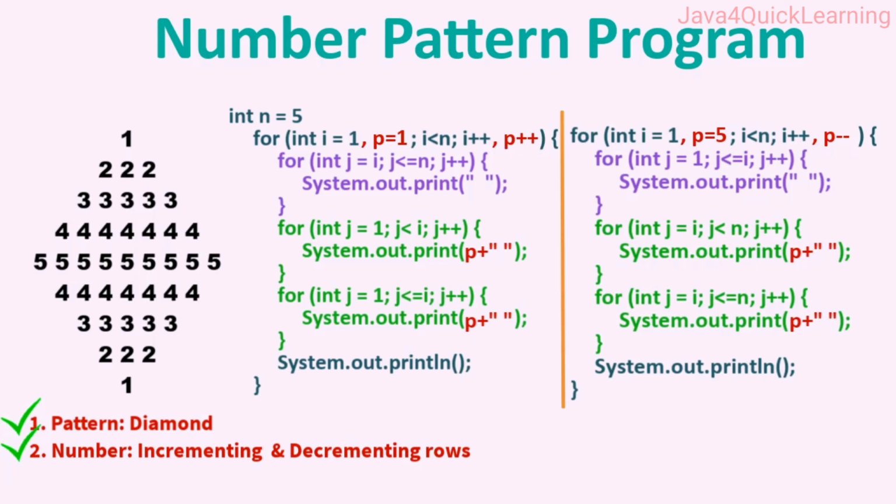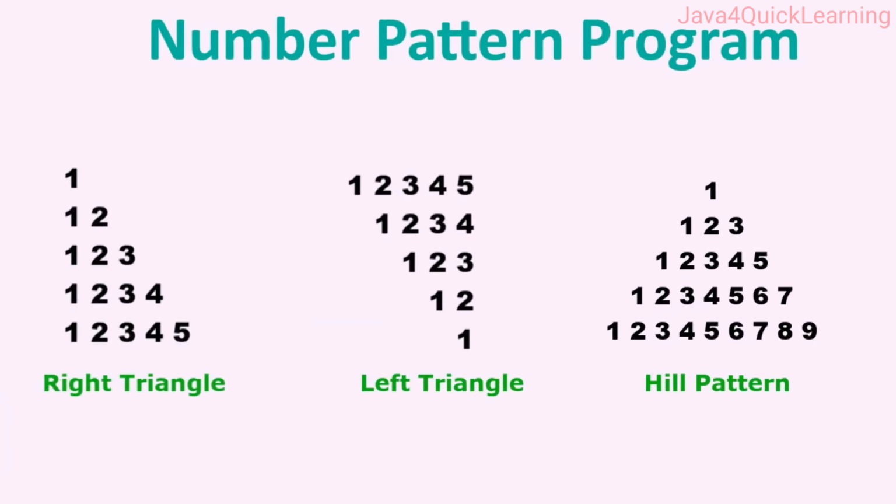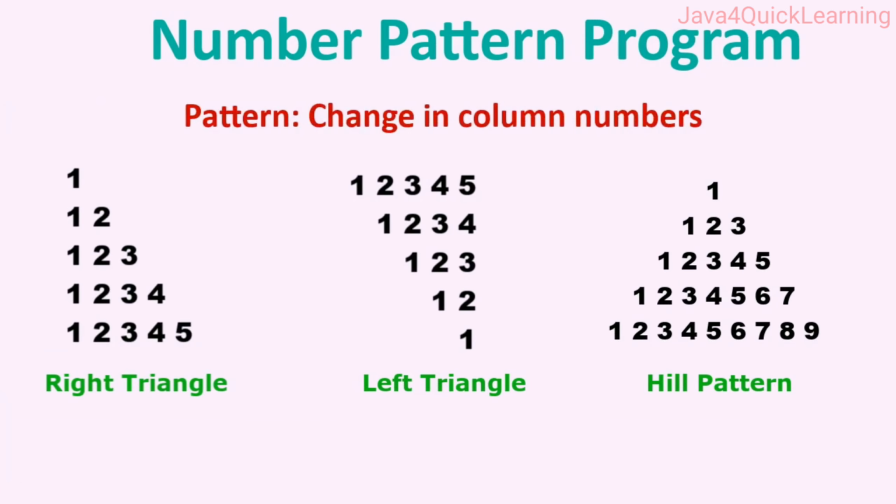This is our code for increasing and decreasing row number pattern. So up till now we have looked at all different patterns where each row had the same number. What if there was a change in column numbers? Now we will see a set of patterns on that. We do know that column printing is managed by our inner loop.